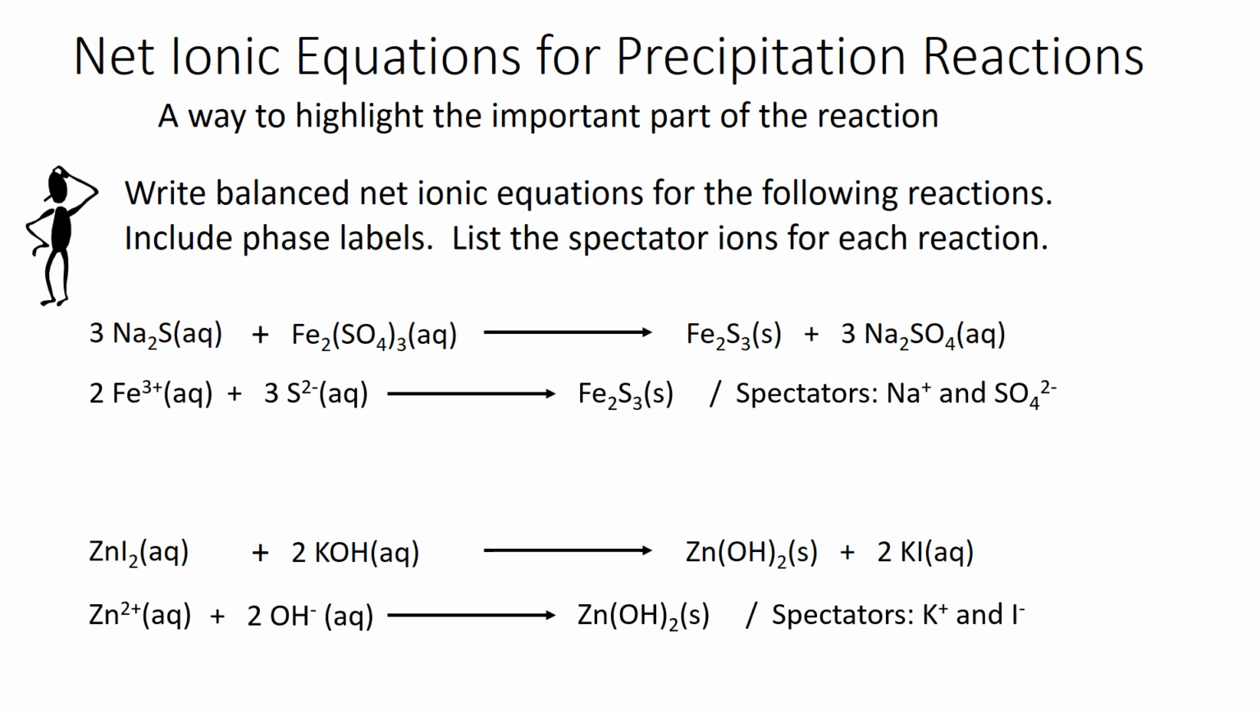These are what you should have. List the spectators after you're done. Just write the formula of the solid product, write the ions that go into it, with all the phase labels there, and just list the spectators separately, and you have answered the question.